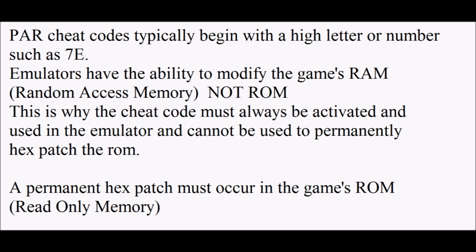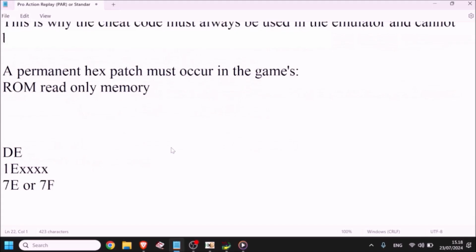This usually happens with PAR cheat codes because they typically begin with a high letter or number, rendering the offset outside the ROM's range. The reason is these cheat codes are obtained using a basic or beginner's method in the emulator, and the emulator has the ability to modify the game's RAM, random access memory, and not ROM. This is temporary, so to speak, and thus requires the cheat code to always be applied or activated, whereas a permanent modification, also known as hex patching, can only be performed on the game's ROM, read-only memory.